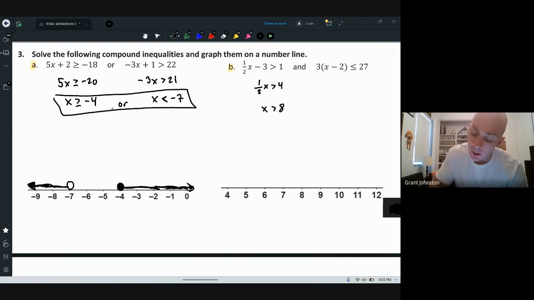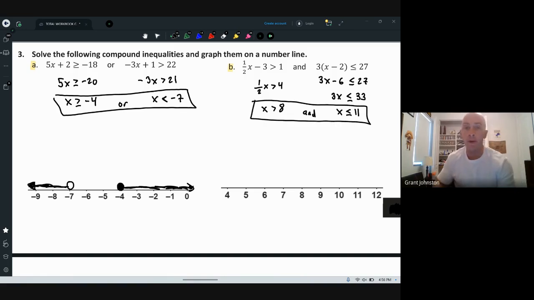On the other inequality, I'm going to distribute: 3x minus 6 is less than or equal to 27. Add 6 to both sides. We got 27 plus 6 is 33. And then divide by 3. 33 divided by 3 is 11.